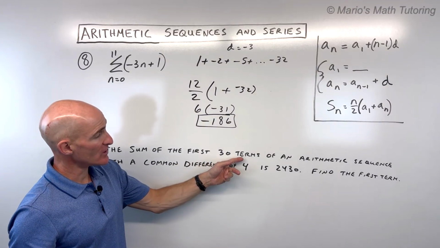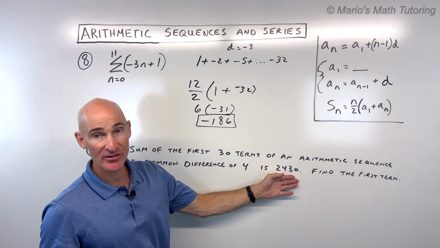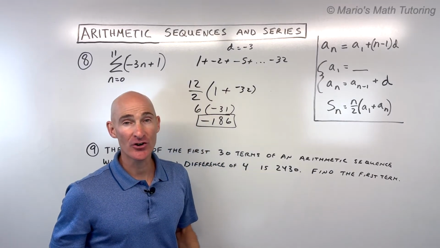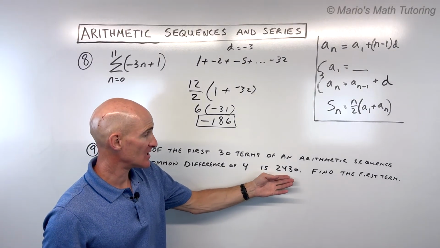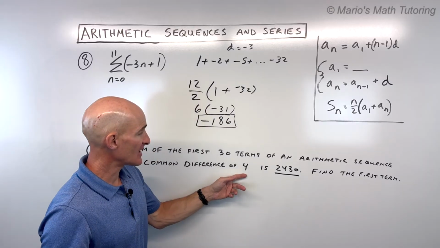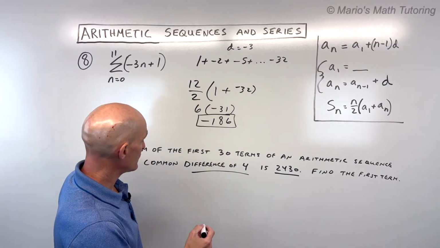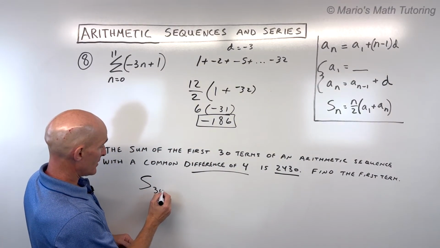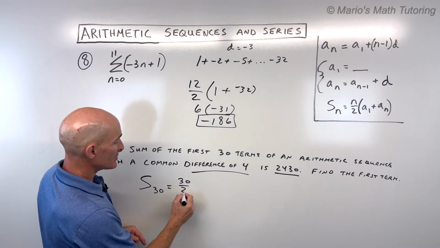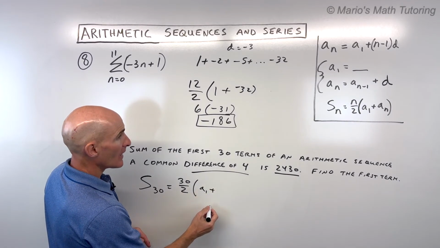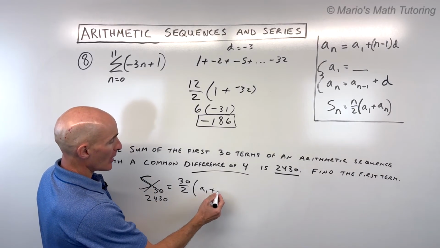Okay, let's go to number 9 now, the last problem. The sum of the first 30 terms of an arithmetic sequence with a common difference of 4 is 2,430. Find the first term. So it's kind of like a story problem here. What's interesting about this problem is it's not asking us for the sum. It's actually giving us the sum. It's giving us the common difference, but it doesn't give us the first term. So let's use this formula and put in what we know. So we have S sub 30, the sum of the first 30 terms, equals 30 divided by 2, times the first term, which we don't know, plus the last term, which we also don't know, and the sum is equal to 2,430.